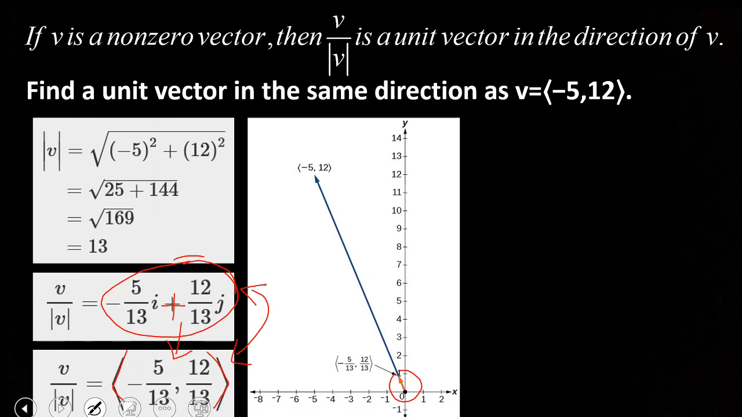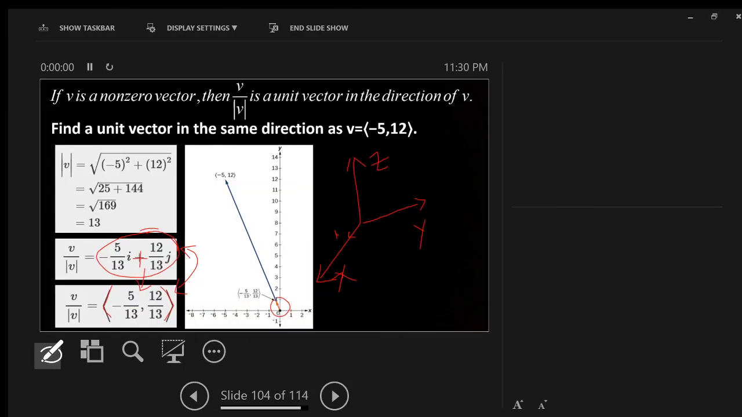Now in calculus 3, since we have 3 axes, x, y, z in 3D, this is x, this is y, this is z. Then we have three of these. We have i, we have j.